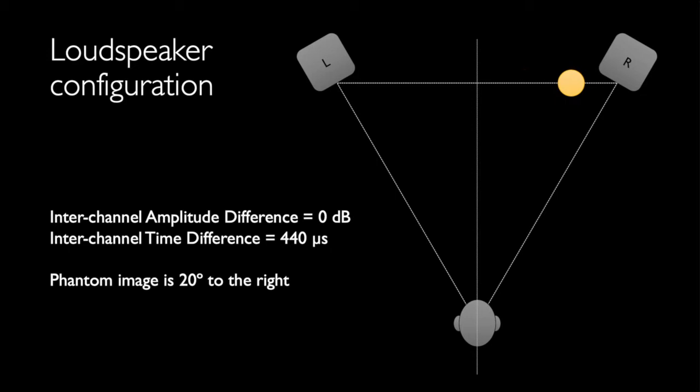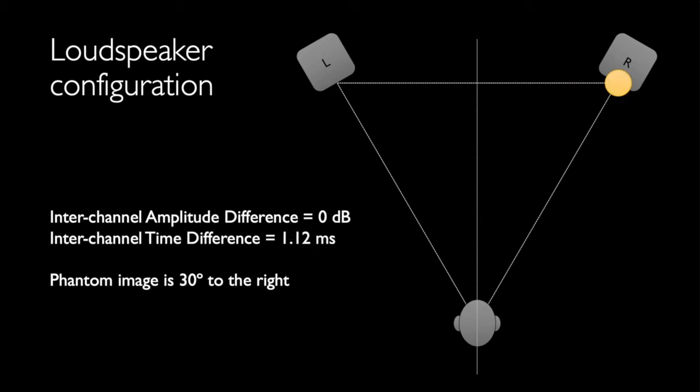Interchannel delay panning, 20 degrees right. The interchannel amplitude difference is 0 decibels, and the left channel is delayed relative to the right channel by 440 microseconds. The image should appear to be positioned 20 degrees to the right of center, or 2/3 of the distance from the center to the right loudspeaker.